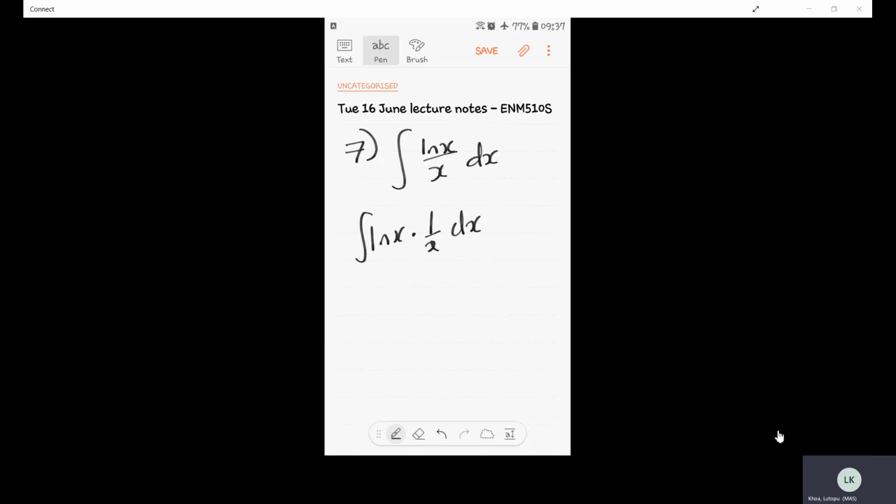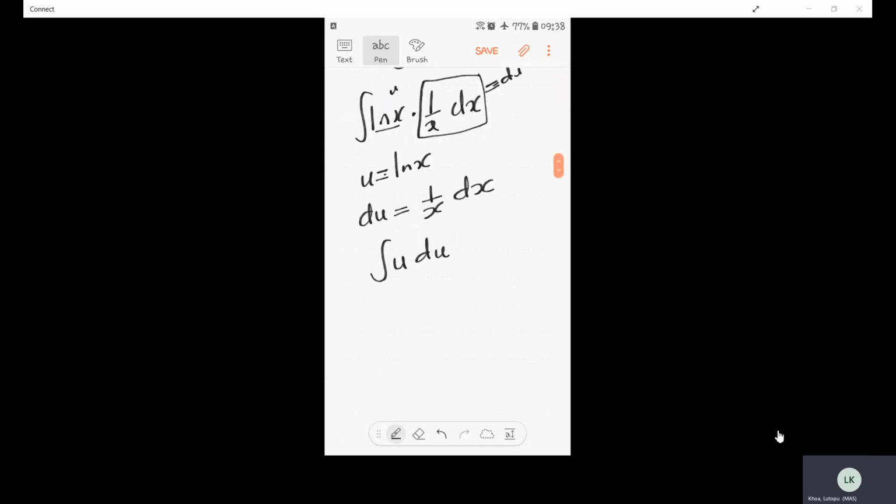So I know that the derivative of ln of x is 1 over x, so I can let u equal ln of x. Now if u is equal to ln of x, this means that du is equal to 1 over x dx. And then from here you make your substitution. So this 1 over x dx is just equal to du, and your ln of x is u. So what we're integrating is actually the integral of u du.